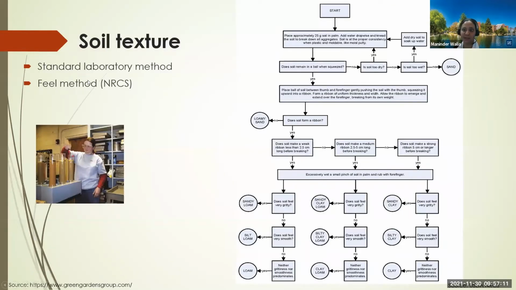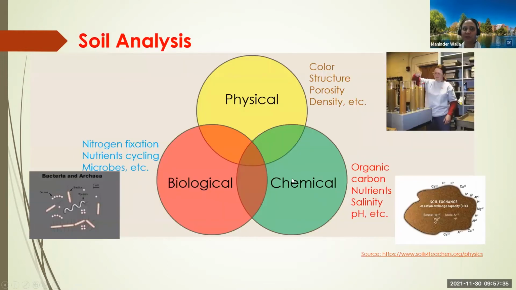However, there is another method that mostly commercial labs use, and that's called the hydrometer method. It gives you the precise texture class. But if someone is interested in finding out the texture by themselves, it's very easy to follow these steps and find out the approximate textural class, and it also helps you save money at the same time. So that was all about the texture.